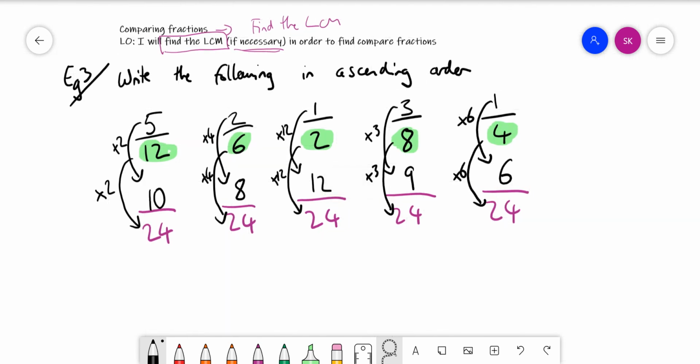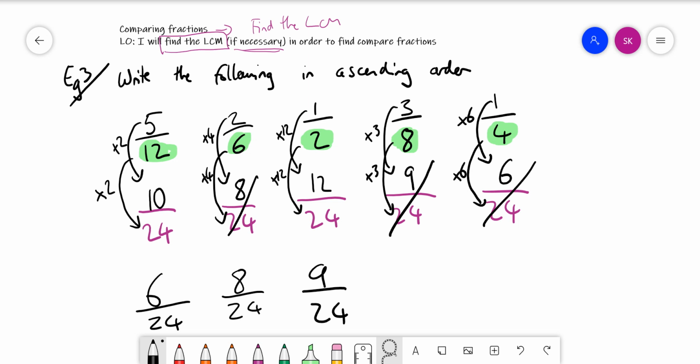From smallest to biggest, it's just going to be the fraction which has the smallest numerator. Because clearly 6 over 24 is going to be less than all the others, because they're all out of 24 as well. So this is my smallest fraction, 6 over 24. The next smallest, the 8 over 24. Cross these out as I do them. Next smallest is the 9 over 24. Then the 10 over 24. And then the 12 over 24.